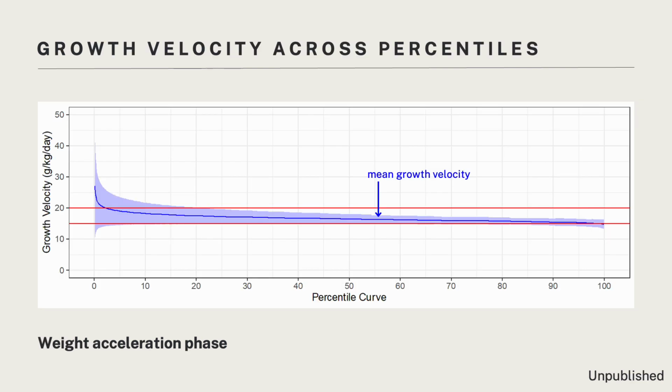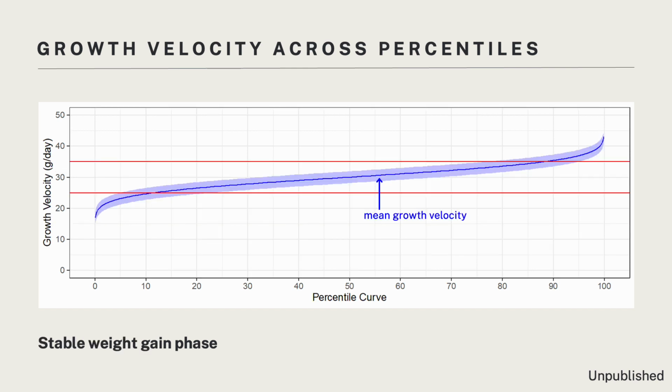Now, we take all the percentile curves from 0.1 to 99.9 and calculate the mean weight gain velocity in grams per kilo per day in the weight acceleration phase and plot them against the percentile. We see that most growth velocity falls between 15 and 20 grams per kilo per day, except for really low and really high percentiles. This range of growth velocity is the expected rate of intrauterine growth.